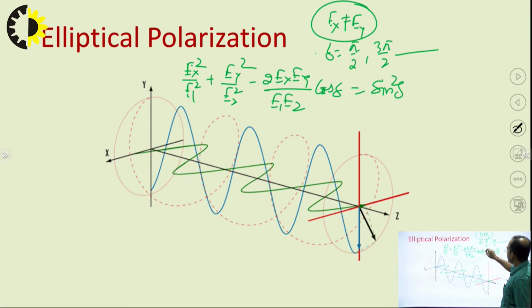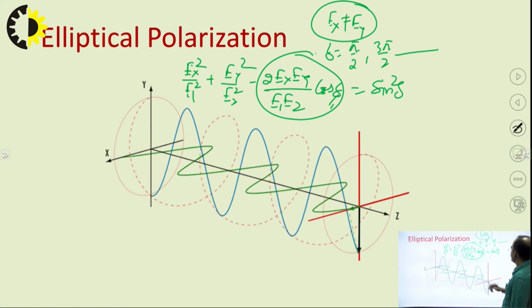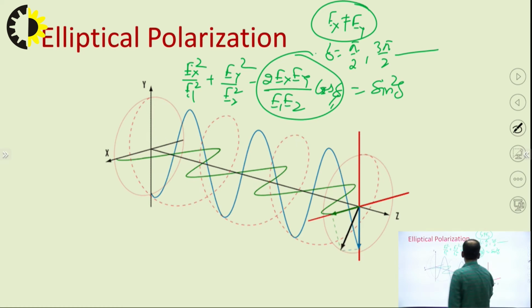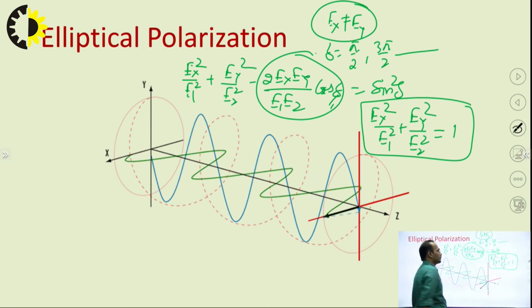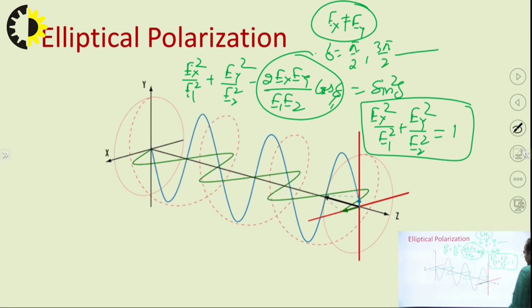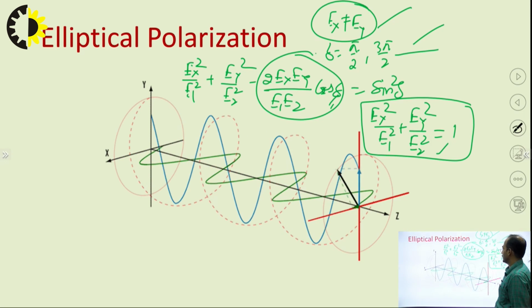So what will happen? This factor will become 0, since cos pi by 2 is equal to 0, and sin delta for delta equal to pi by 2 will give the value 1. So what will I get? I will get here Ex square by E1 square plus Ey square by E2 square is equal to 1. So this is the standard equation of the ellipse. So if this condition is satisfied, then the polarization will be elliptical polarization.